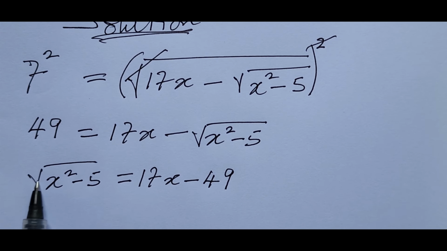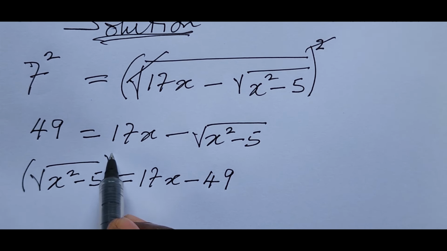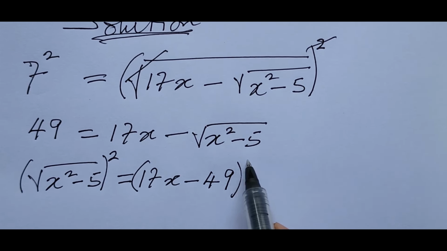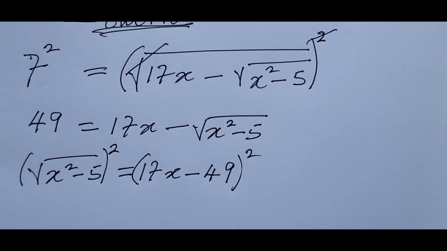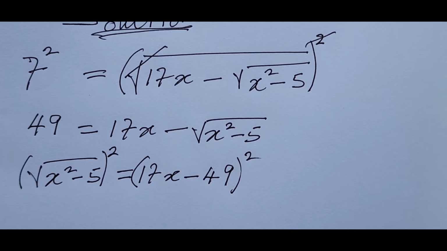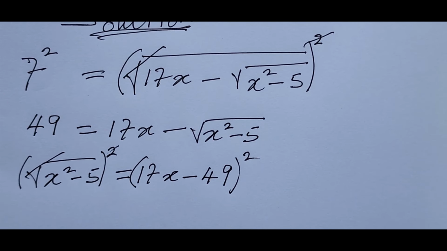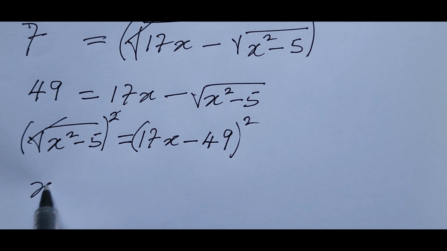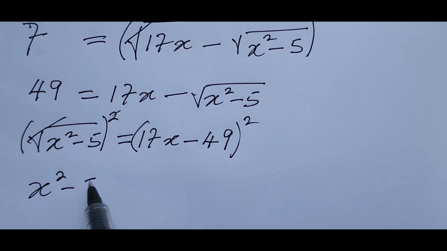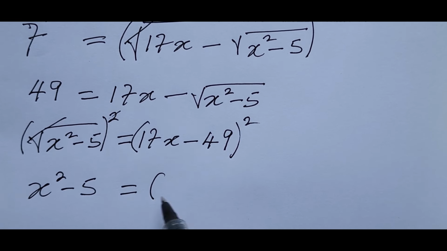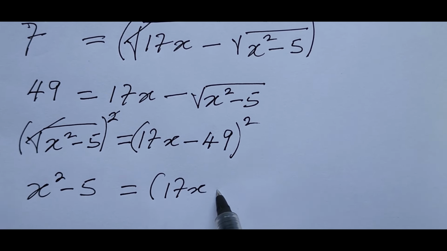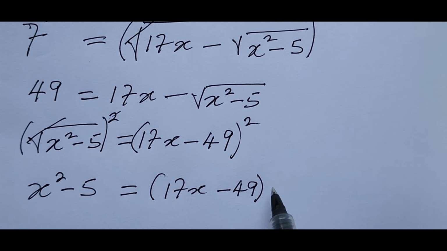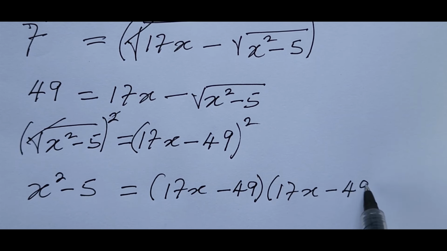Good. So to eliminate this radical, we have to take the square of both sides again. So we square both sides. Okay, so with what we have here now, it is easy. This will cancel with this again. And so this side of the equation will give us x to the power of 2 minus 5 is equal to (17x minus 49)(17x minus 49).